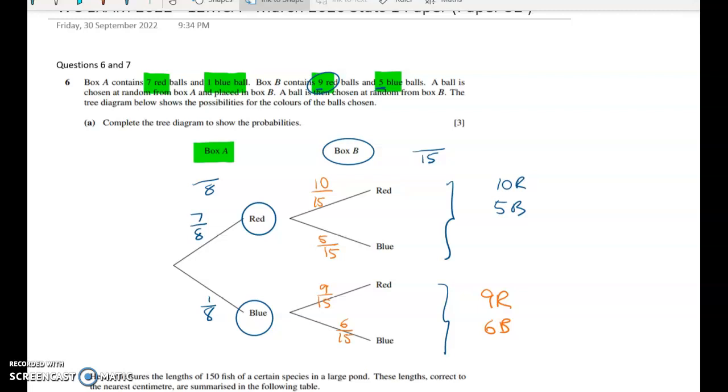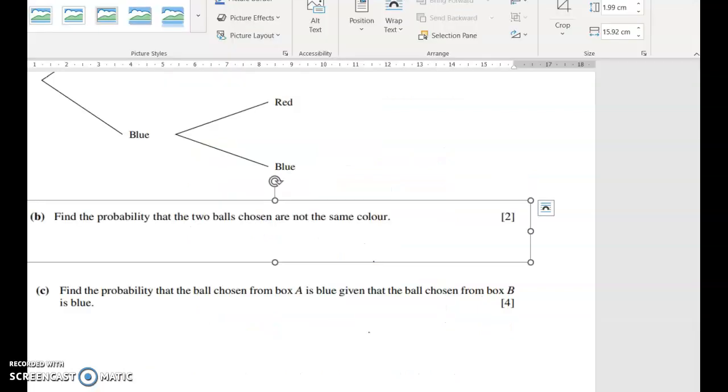Now I've just realized I've only transferred the first part of that question. There are a couple more parts, so I'm just going to pause the video and pop those questions into the file here. Okay, so you can see the actual exam paper here. The second question is just to find the probability that the two chosen are not the same color.